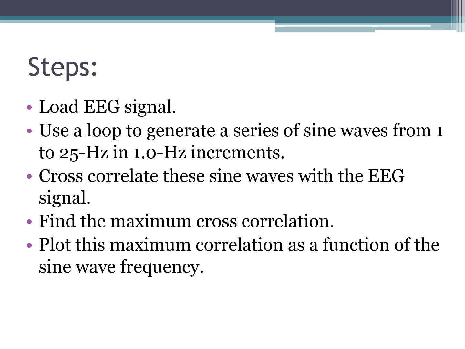Now the steps for the second lab activity are given here. First of all, you will load your EEG signal, and then you will use a loop to generate a series of sine waves from 1 to 25 Hz with an increment of 1 Hz. And then you will cross correlate the sine wave with the EEG signal. After this, you will find the maximum cross correlation. After finding the maximum cross correlation, you will plot this maximum cross correlation as a function of sine wave frequency.